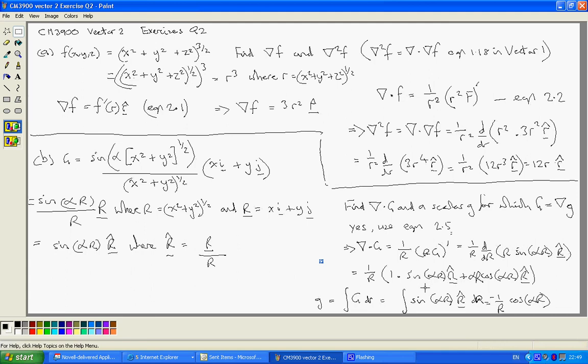And then the last part, small g, is simply the integral of capital G with respect to capital R, and G is sine alpha R hat. The integral of that with respect to capital R is minus 1 upon alpha cos alpha R.